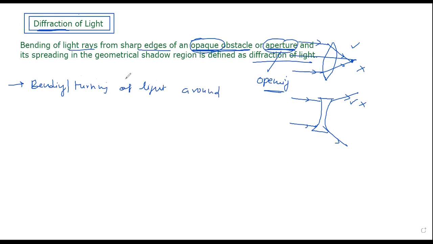Simply, I am saying you can call it bending or turning of light around the edges of obstacles. And what type of obstacles do we need? All opaque, meaning light cannot pass through them. Or some openings, which are called apertures. This is called diffraction of light, correct?